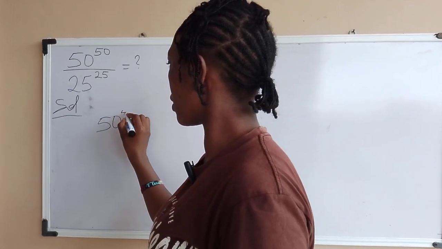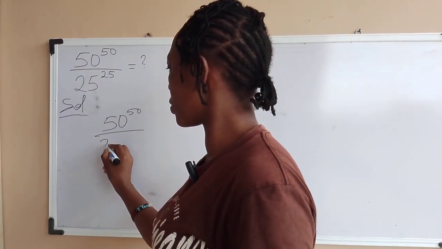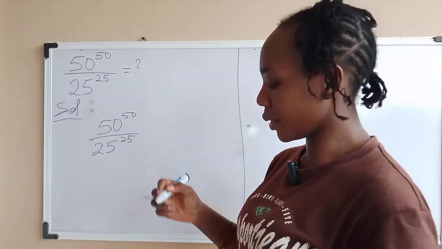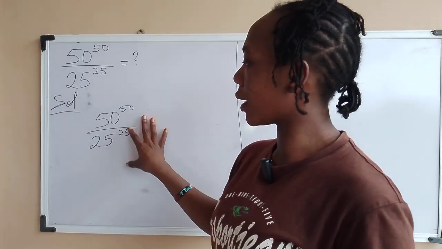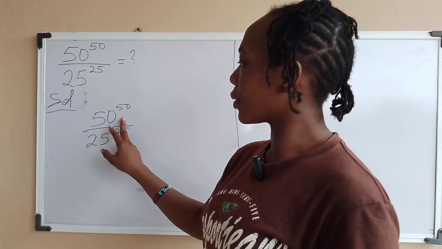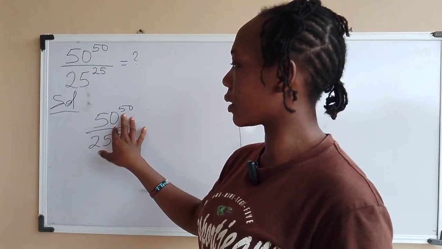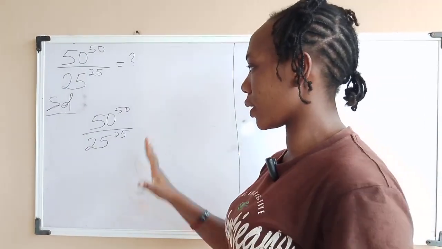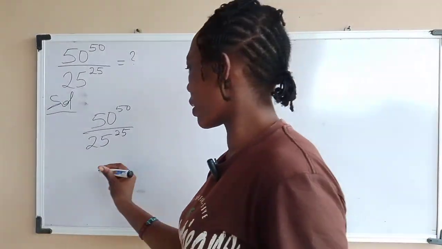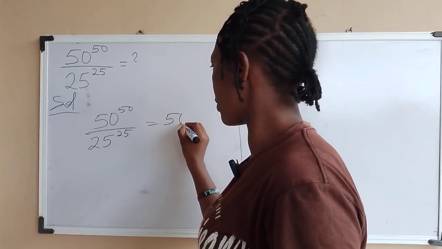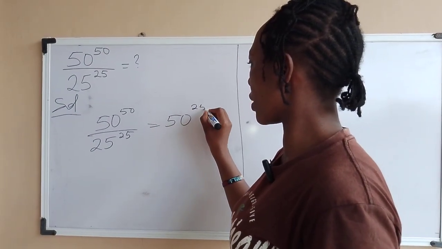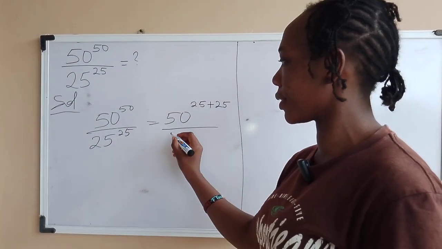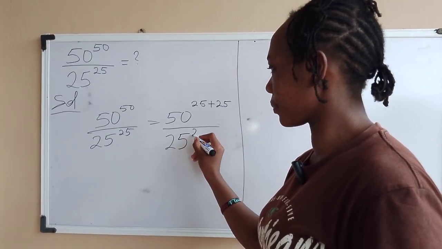50 to the power of 50 all over 25 to the power of 25. Now we're going to apply the law of indices here. We're going to see how we can equate this 50 to this kind of power, which is 25, so that we'll be able to solve. All right, so the next thing we're going to do, we're going to say 50 to the power of 25 plus 25, because when we add, it's still going to give us 50.